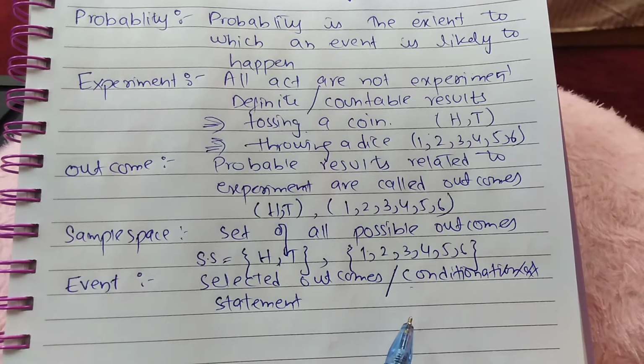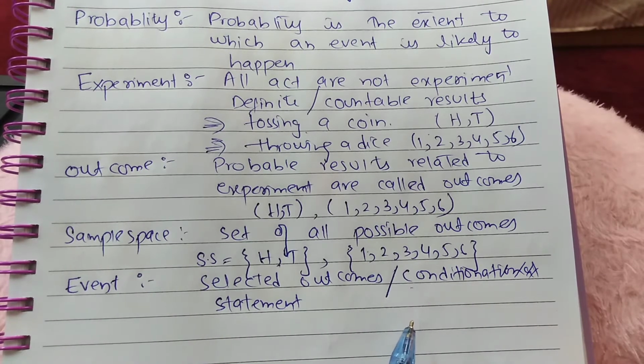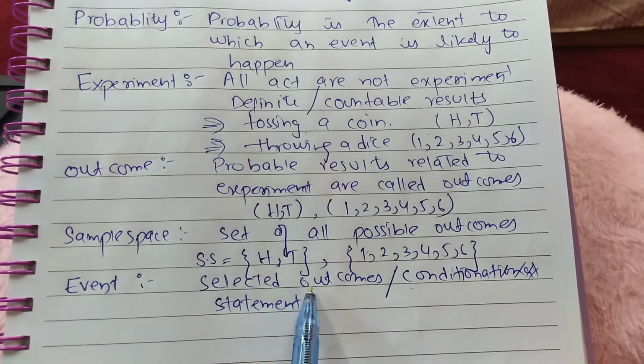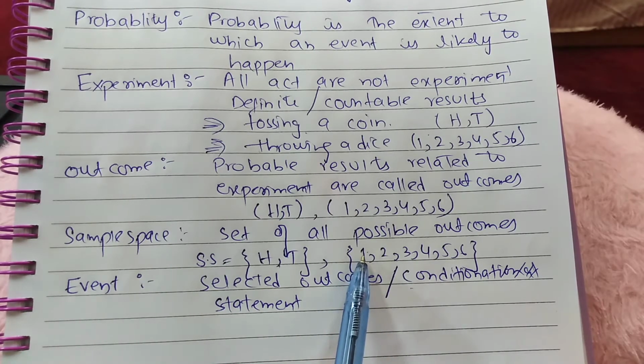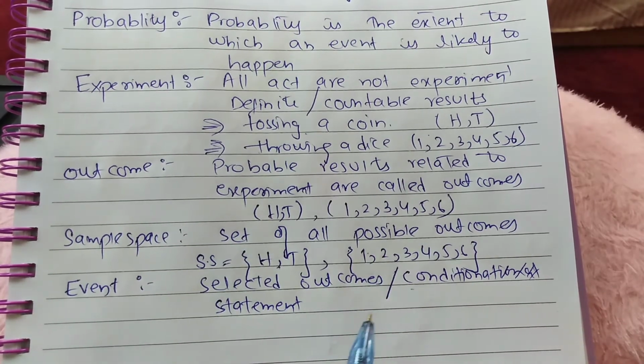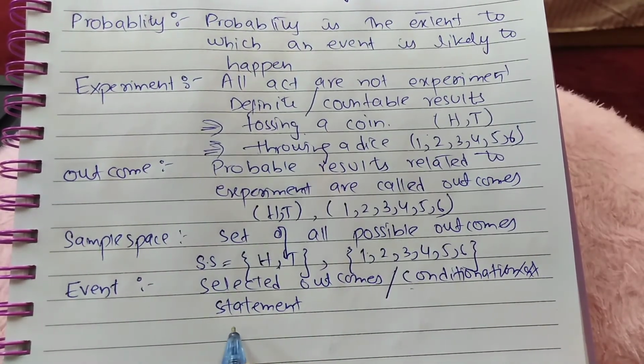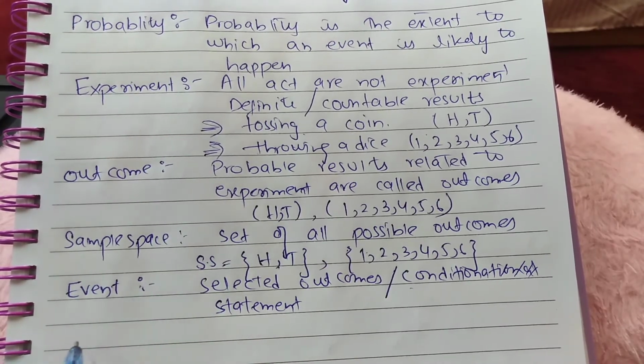Another event, how many numbers are greater than 3 when we throw a dice. So greater than 3, 4 5 6 will be the event. This is an event. 4 5 6 will be favorable outcomes. By throwing a dice, how many numbers are less than 3? So this is another event. So 1 and 2 will be favorable outcomes. If particular condition is imposed, then that will be an event.